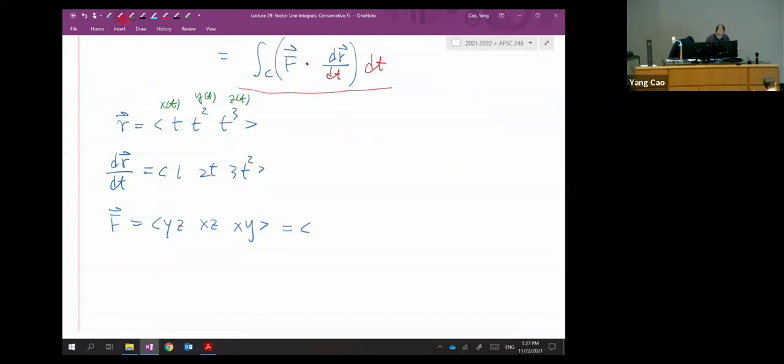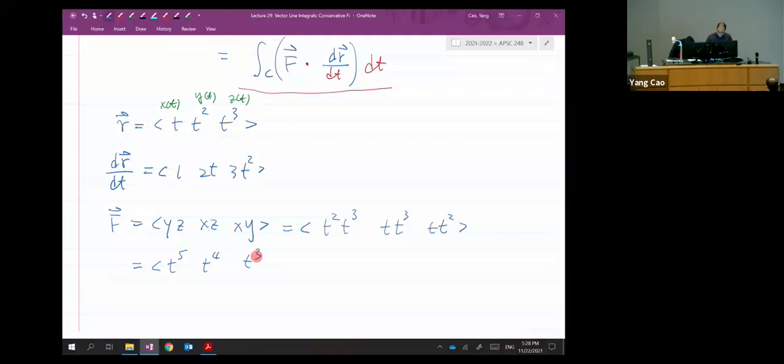So in this case, you get y is t squared, z is t cubed, x is t squared, right? So you're replacing x, y, z with the x of t, y of t, z of t components of the parametric equation. Okay. So this way, you can simplify this a little bit. You get t to the power 5, t to the power 4, and then t to the power 3. Interestingly, it's just reverse the order here, right?